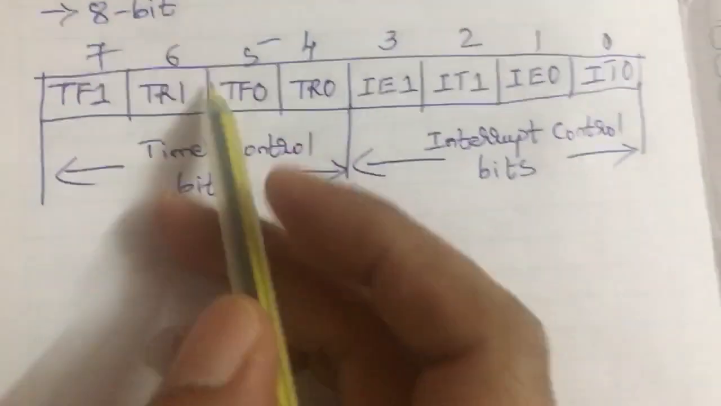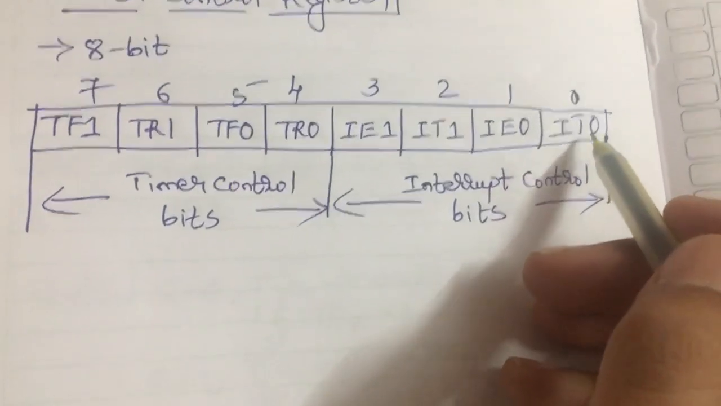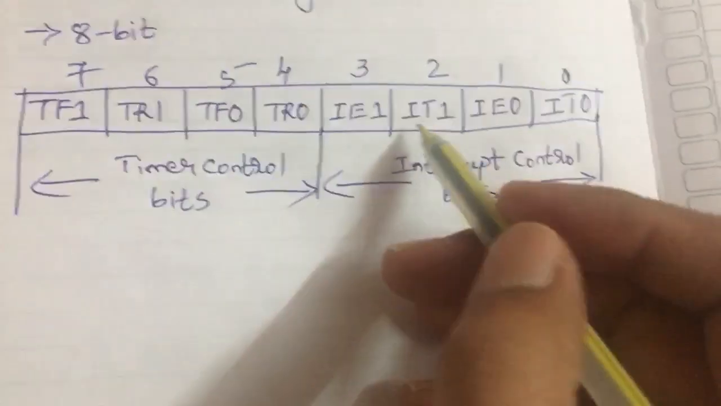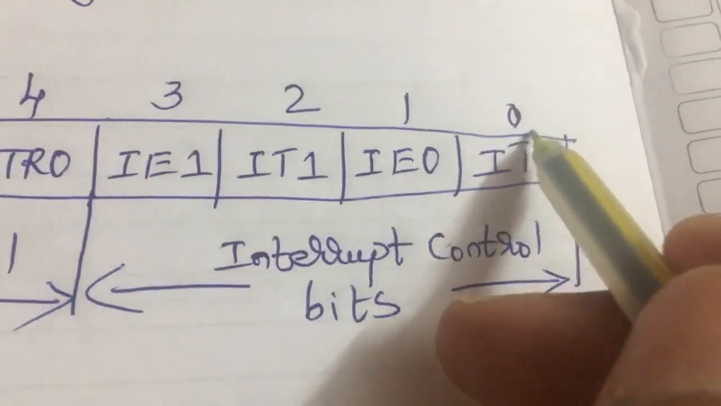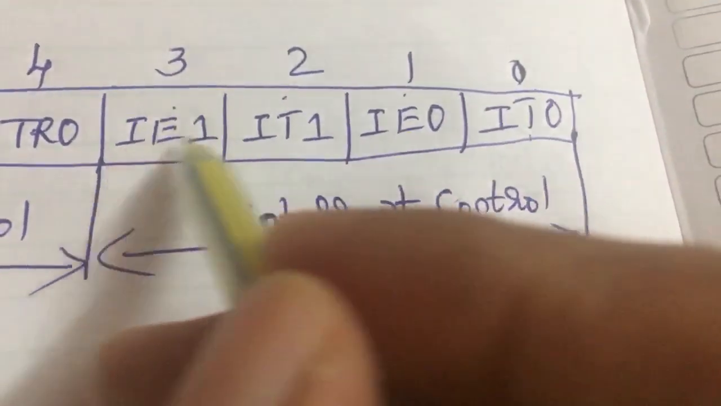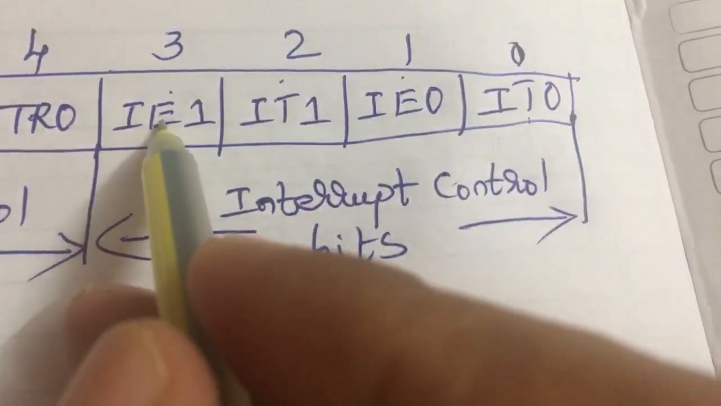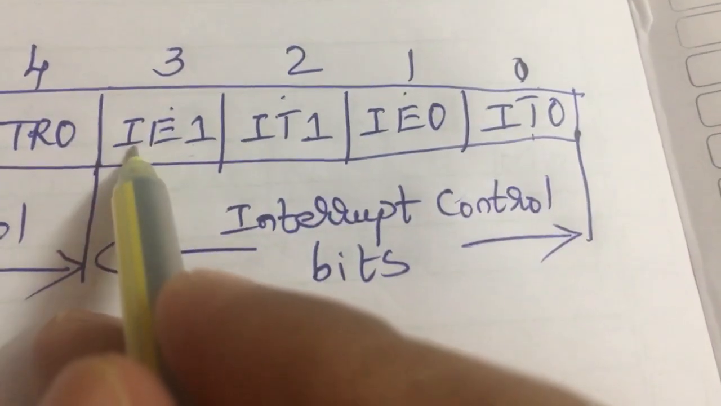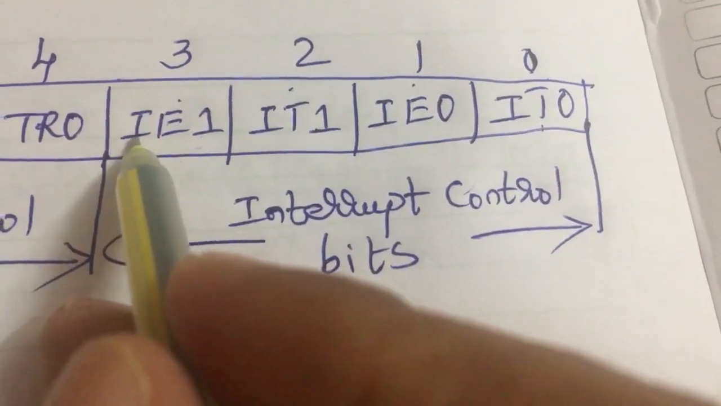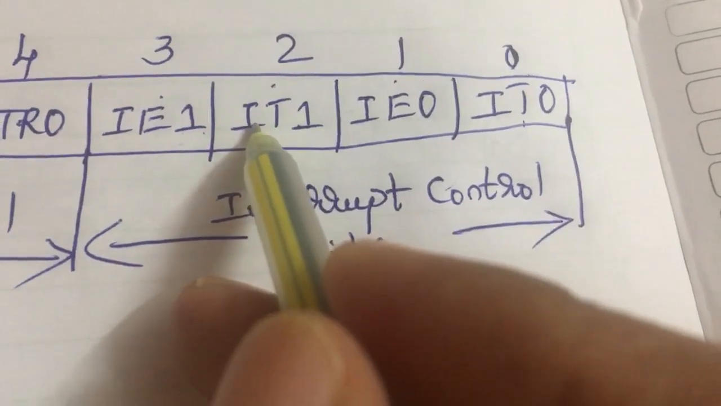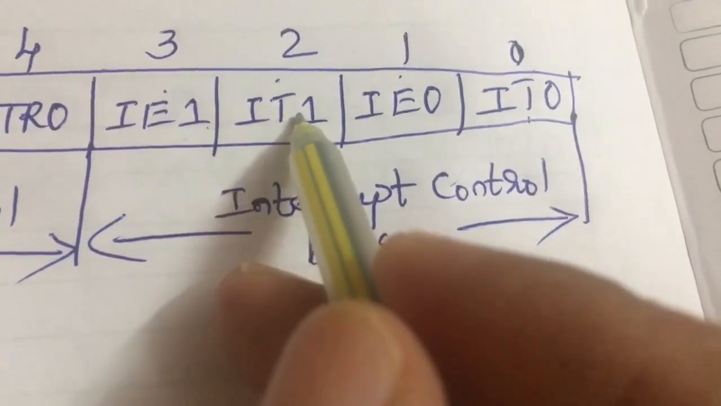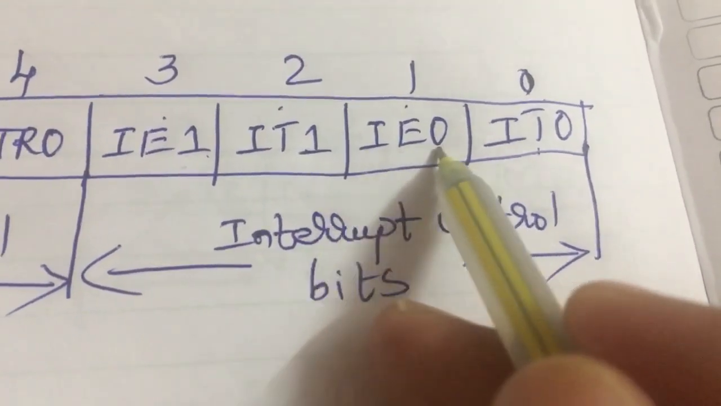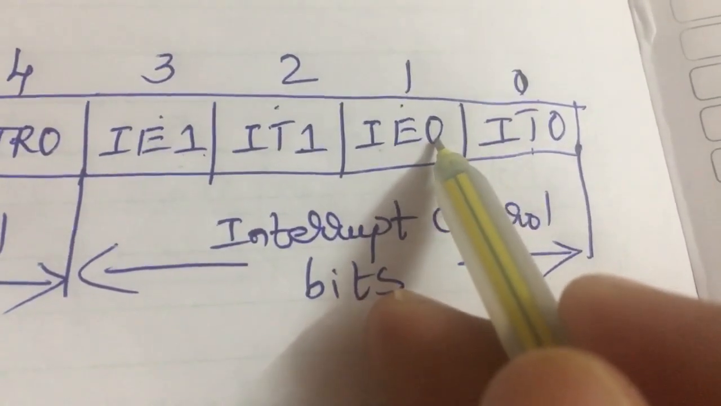Again, this is 8 bits wide, and the bit representation is given as 0 1 2 3. These 4 bits are IE1, IT1, IE0, IT0. I stands for interrupt, E stands for external, so external interrupt 1. I stands for interrupt, T stands for timer, so timer 1 interrupt. I stands for interrupt, E stands for external, that is interrupt 0.